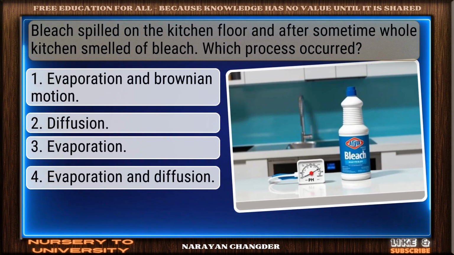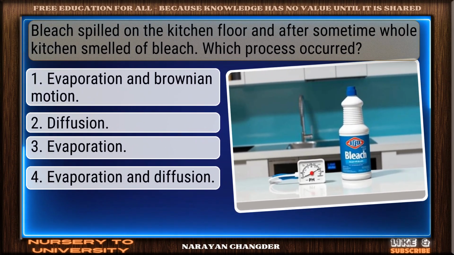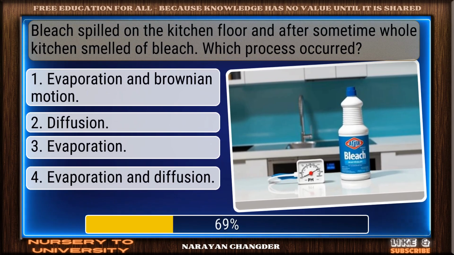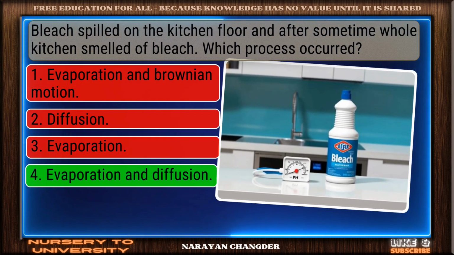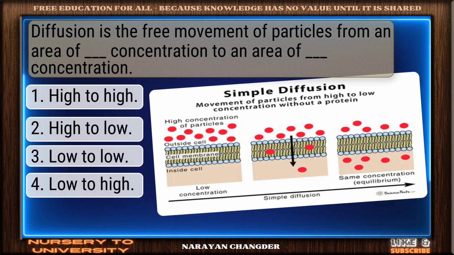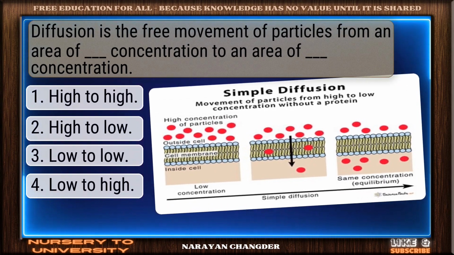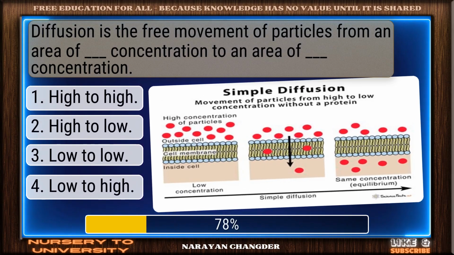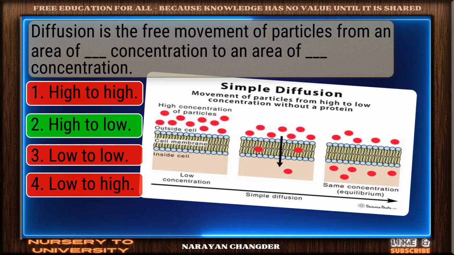Bleach spilled on the kitchen floor, and after some time, the whole kitchen smelled of bleach. Which process occurred? Perfect. Evaporation and diffusion is the correct choice. Diffusion is the free movement of particles from an area of dash concentration to an area of dash concentration. Right choice. High to low is the best answer.